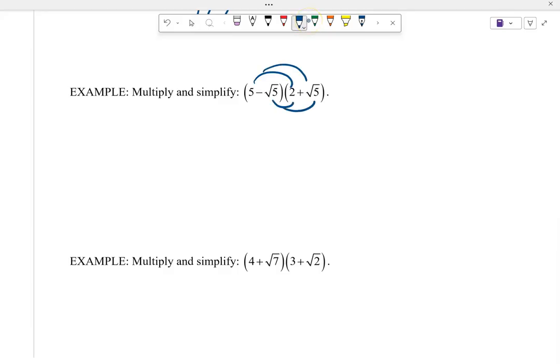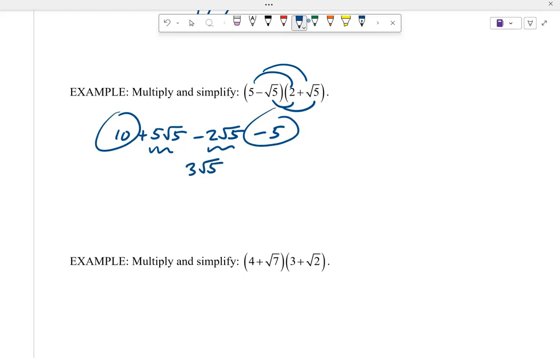So we've got 5 times 2, I got 10. 5 times root 5 is 5 root 5. The inner term is negative root 5 times 2, so minus 2 root 5. And then the last one, negative root 5 times a positive root 5, is just a negative 5. Notice these are like terms. 5 root 5 minus 2 root 5 is 3 of those root 5s. 10 minus 5 just gives us a 5. So I got 5 plus a 3 root 5.